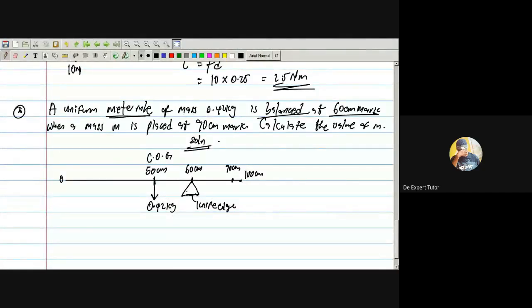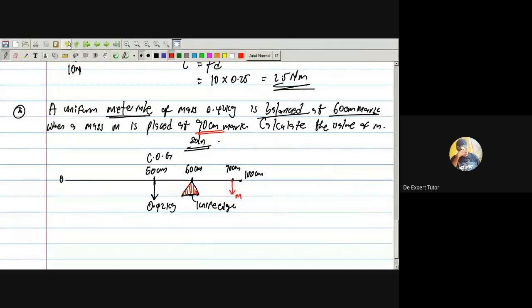This is what we normally use to balance the meter rule. This is what we call the knife edge. So it is being balanced at the 60 centimeter mark. Then I said, when a mass M is placed at the 90 centimeter mark, look at mass M here. They put mass M here like this. At that 90 centimeter mark, they now ask us to calculate the value of M. So this is what we want to get.